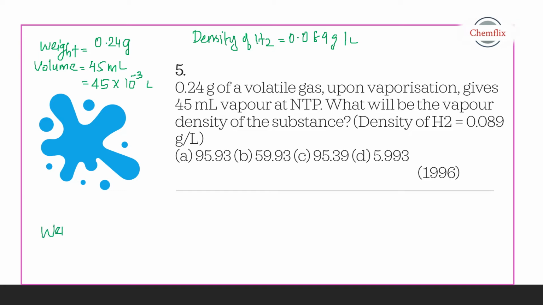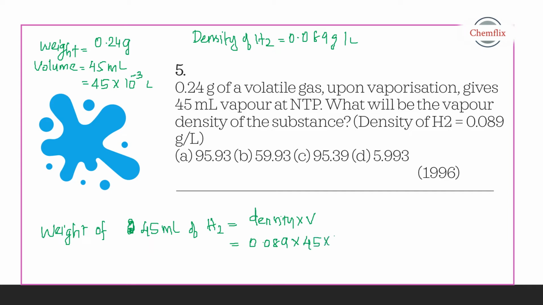So weight of 45 ml of H2 is equal to density into volume, that is equal to 0.089 into 45 into 10 to the power minus 3, which is equal to 4.005 into 10 to the power minus 3 gram.